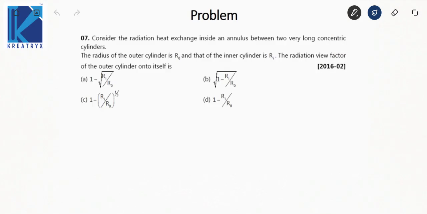The next question is, consider the radiation heat exchange inside an annulus between two very long concentric cylinders. Two very long concentric cylinders. The radius of the outer cylinder is R0 and that of inner cylinder is Ri. The radiation view factor of the outer cylinder onto itself. Again, you have to find the view factor. Go by those two equations, the summation rule and the reciprocity theorem. Let's draw a rough figure. This is the outer cylinder. This is just a rough figure to give you an idea.